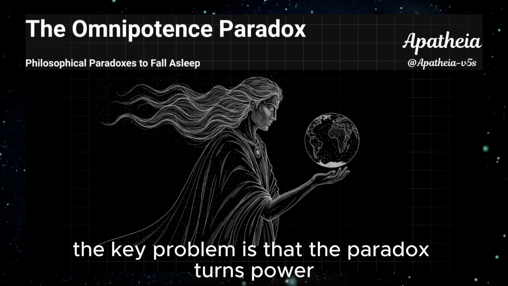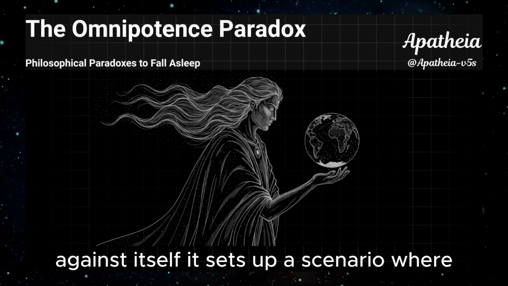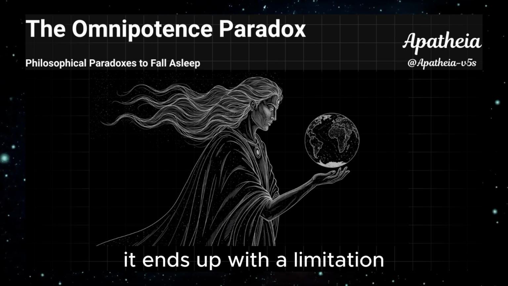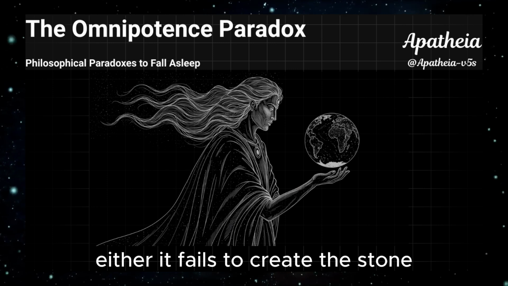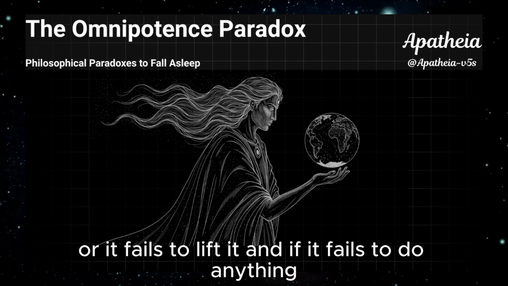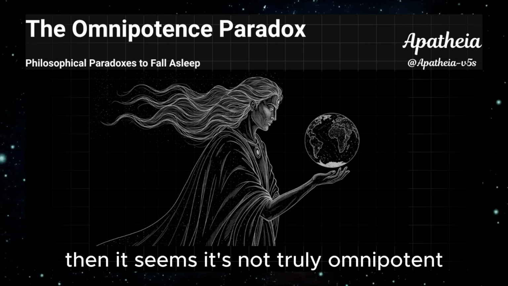The key problem is that the paradox turns power against itself. It sets up a scenario where no matter what the being does, it ends up with a limitation. Either it fails to create the stone, or it fails to lift it. And if it fails to do anything, then it seems it's not truly omnipotent.